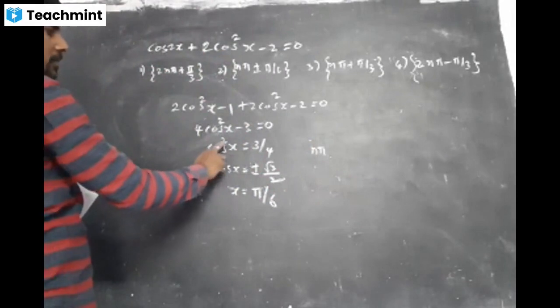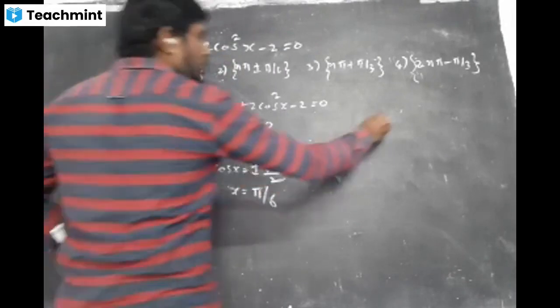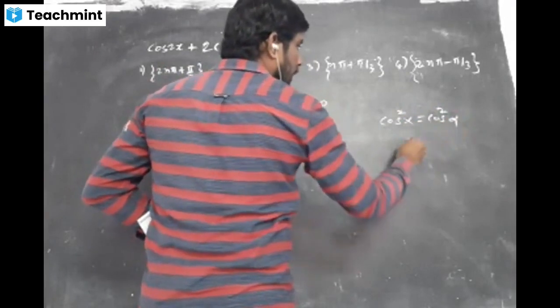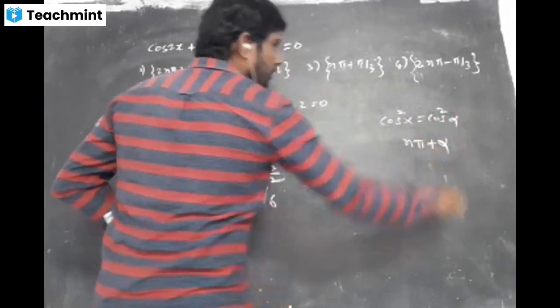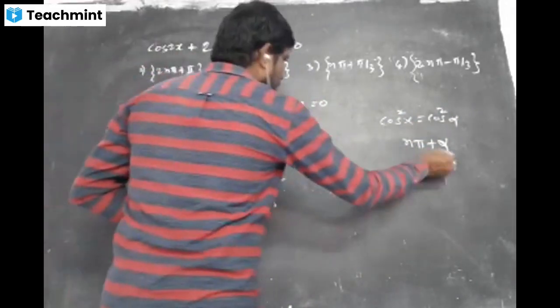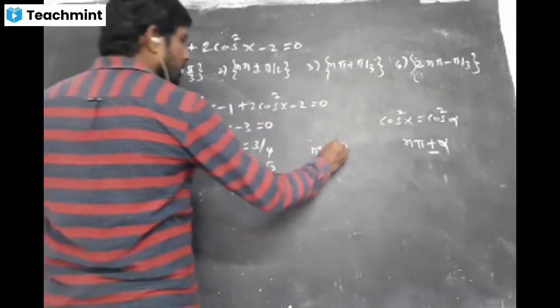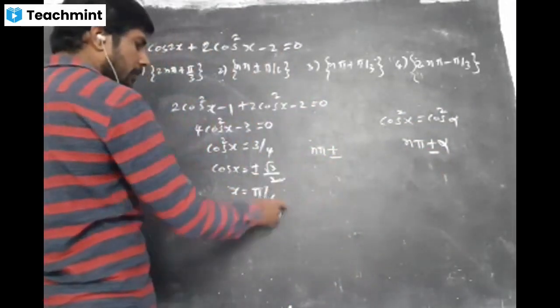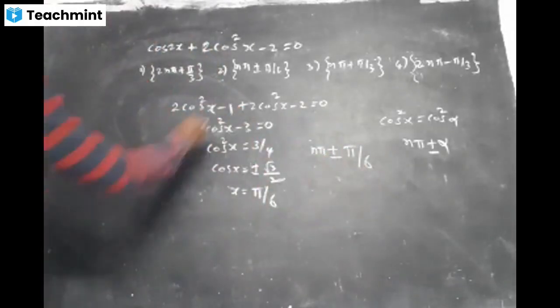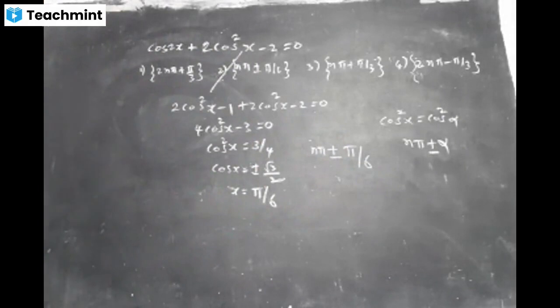Since the given question is in terms of squares, in terms of cos square, if cos square x is equal to cos square alpha, our solution is x is equal to n pi plus or minus alpha. So here, our alpha value is pi by 6, so n pi plus or minus pi by 6. Our option is the second option.